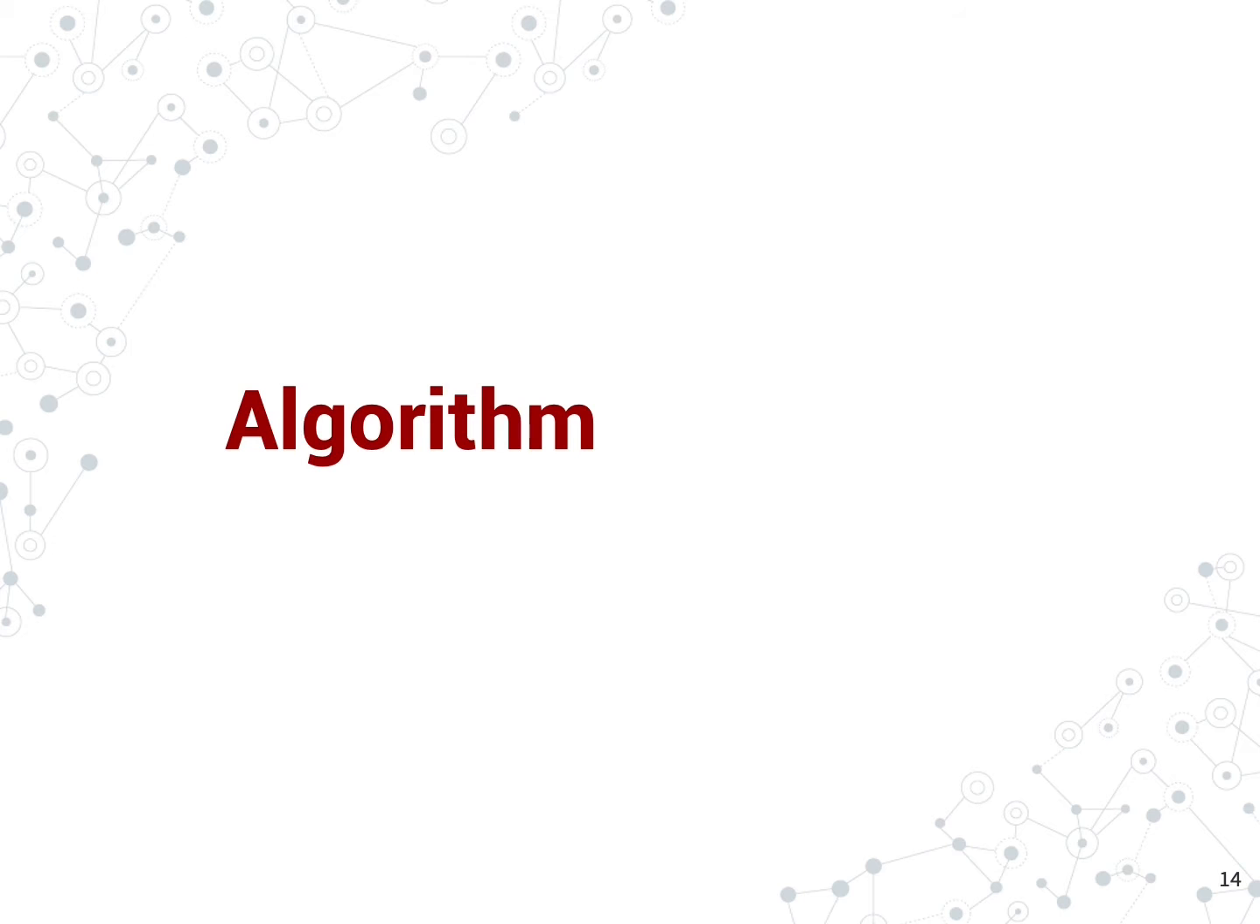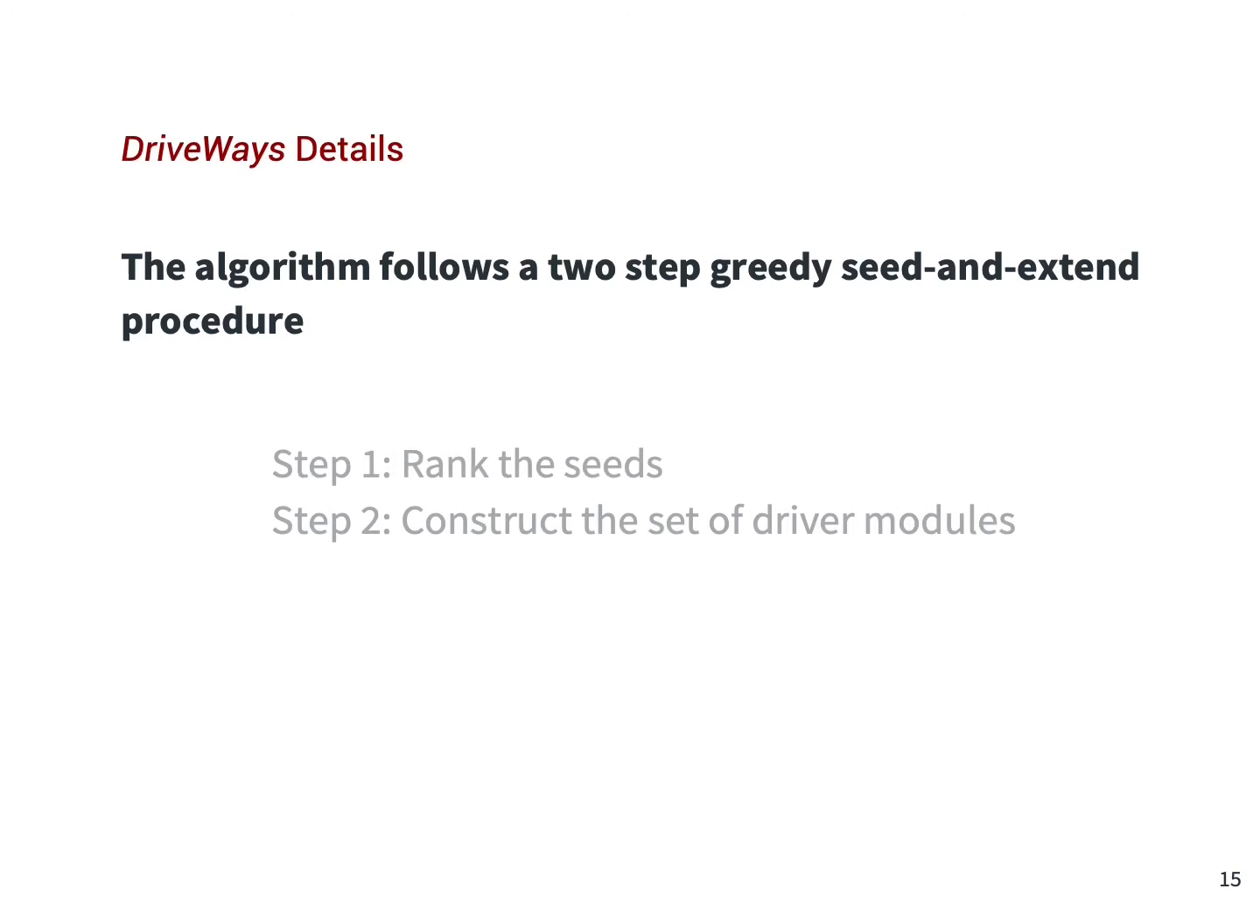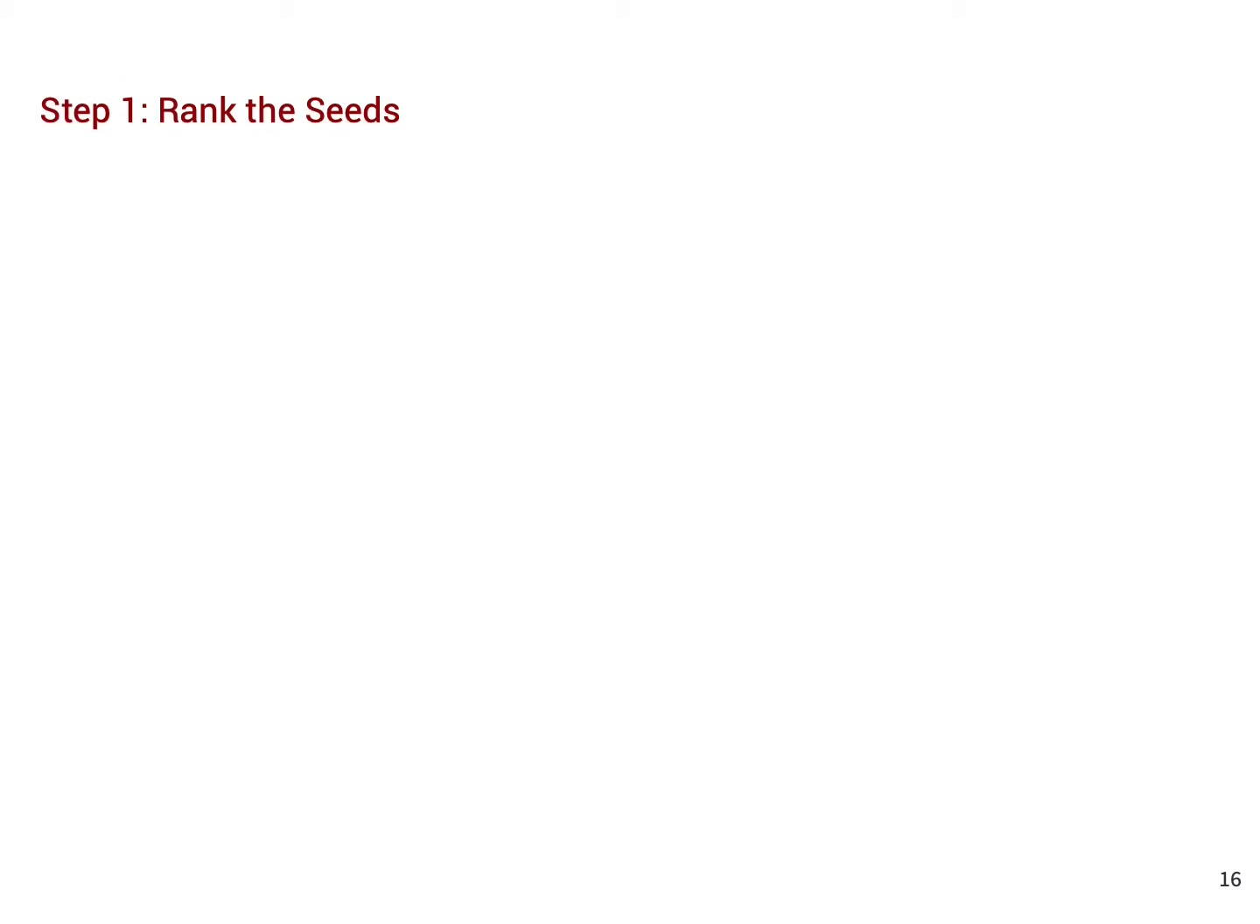Now I'll present a heuristic algorithm for solving this problem. We call this algorithm DriveWays. This algorithm follows a two-step seed and extend procedure. The first step is to rank the seeds, and the second step is to construct a set of driver modules. So the first step is to find the order in which the genes are seeded.